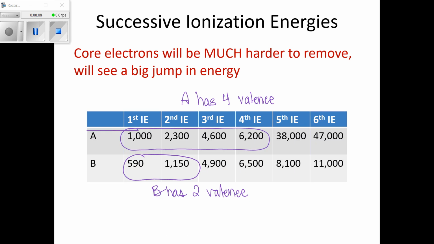So I could look at this data and say, element A has 4 valence electrons, element B has 2 valence electrons. Again, our takeaway is core electrons are much harder to remove than valence electrons. They'll have a much higher ionization energy.